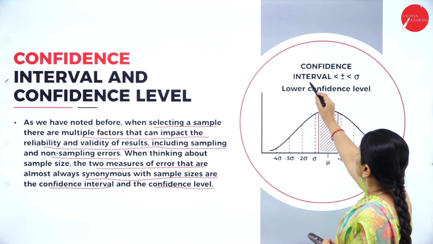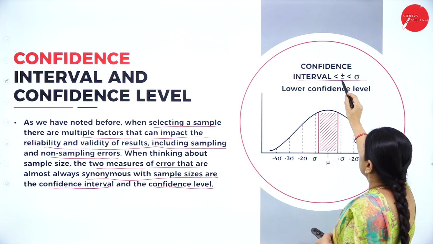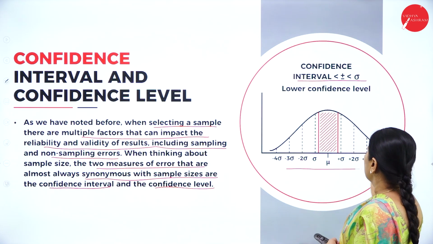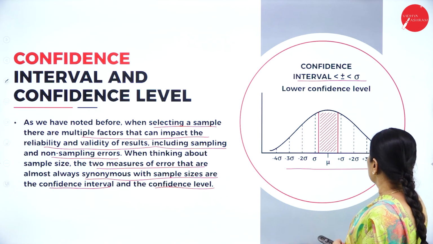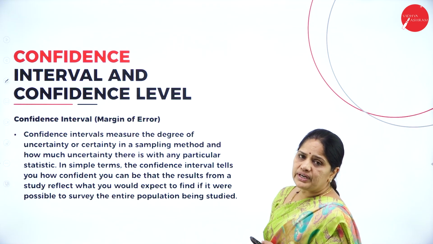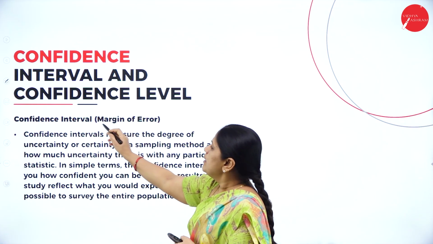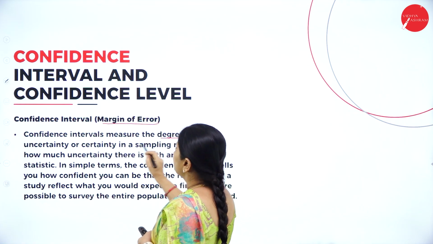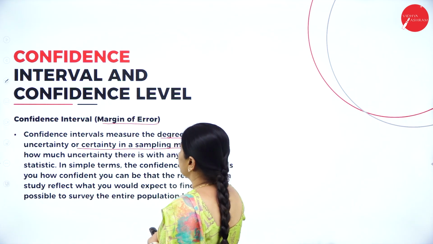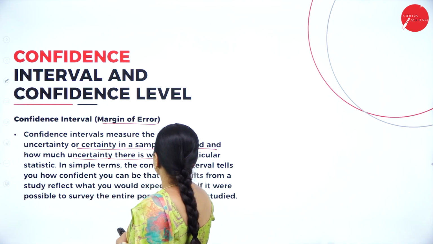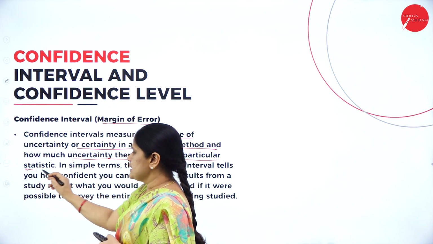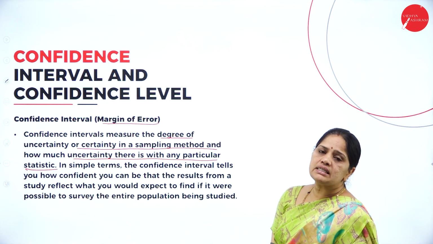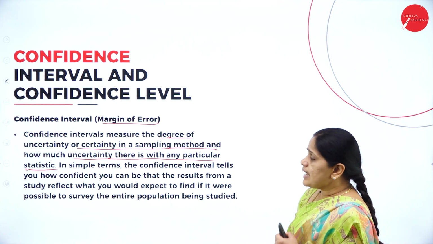If you can see here, the confidence interval is the plus or minus sign. So, this middle part is the confidence interval. Now, what is this confidence interval, or what you call the margin of error? Confidence intervals measure the degree of uncertainty or certainty in a sampling method and how much uncertainty there is with any particular statistic.